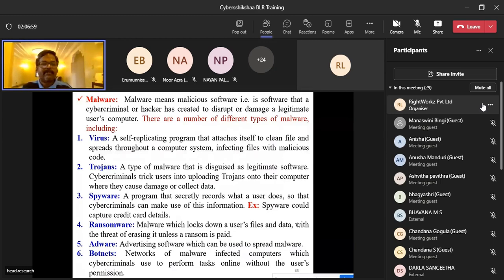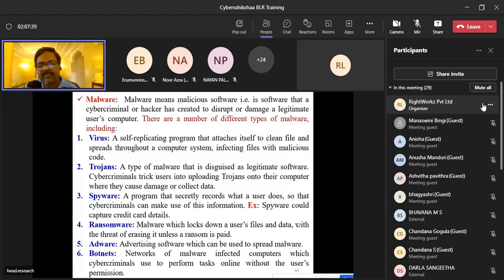Spyware is an example of malware. It is a program that secretly records what a user does so that cyber attackers can make use of this information. That is called spyware. Spyware could capture credit card details. And ransomware is a best example of malware software which locks down users' profiles, files and data with the threat of erasing it unless ransom is paid.